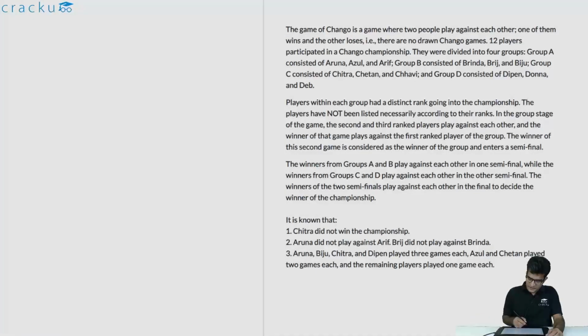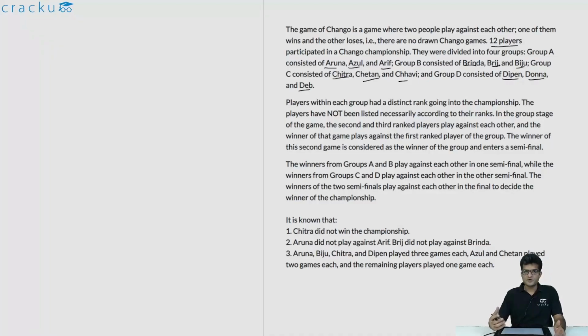In this question, we are told that there is a championship in which 12 players have participated. In the initial stage, these 12 players were divided into 4 groups. The first group contained 3 people, Aruna, Azul and Arif. The second group also contained 3 people, Brinda, Bridge and Biju. The third group consisted of Chitra, Chetan and Chavi. The fourth group consisted of Deepen, Donna and Dib.